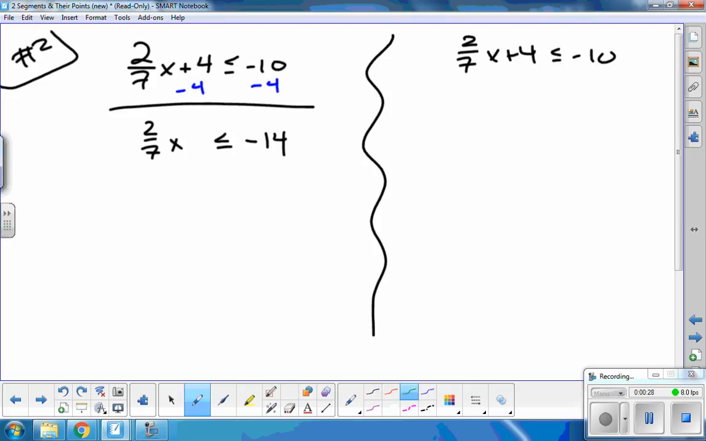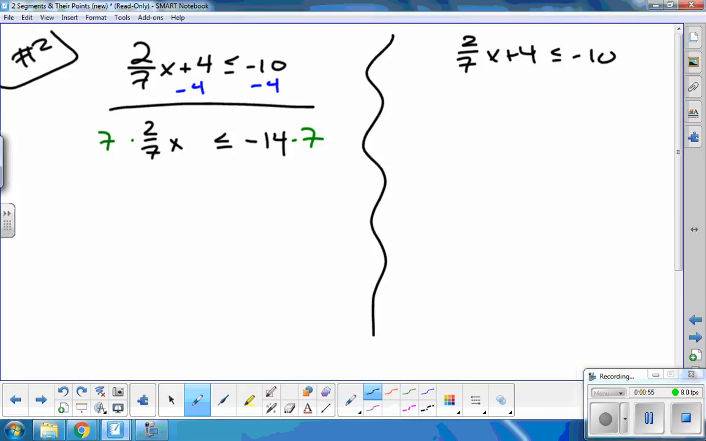And then from here, there's lots of things you can do. You can multiply by 7. You can multiply both sides by 7. Some students multiply by the reciprocal, 7 over 2. And other students might actually divide by 2/7. It does not matter which one you do. They should all work as long as you do them correctly. I'm going to go ahead and multiply by 7 on both sides.